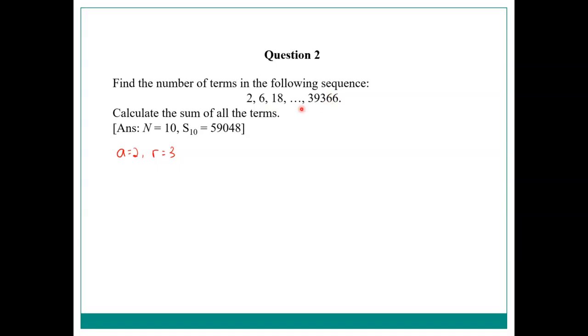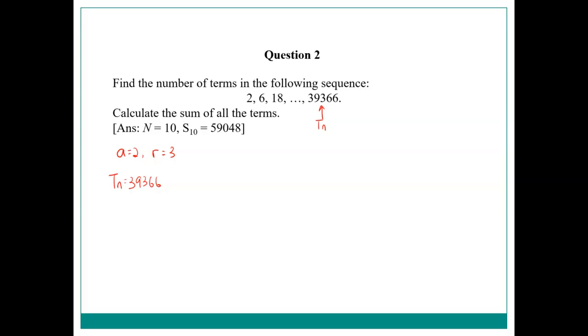What is this term? This is our T1. This is our T2. This is our T3. This is T what? If you remember the question we discussed in arithmetic progression, we will let this be Tn because we don't know which term this is. So Tn equals 39366. I hope you still remember the formula for Tn for geometric progression.